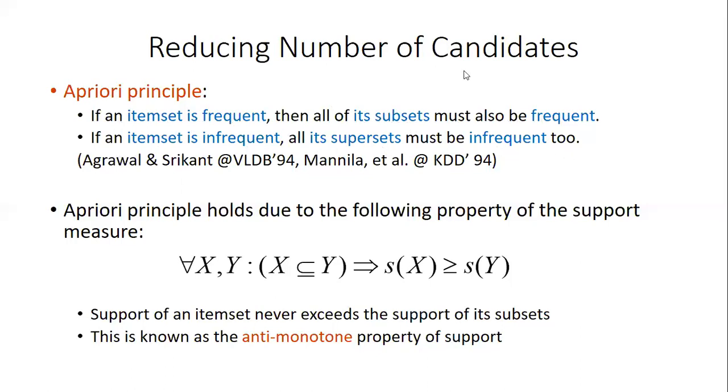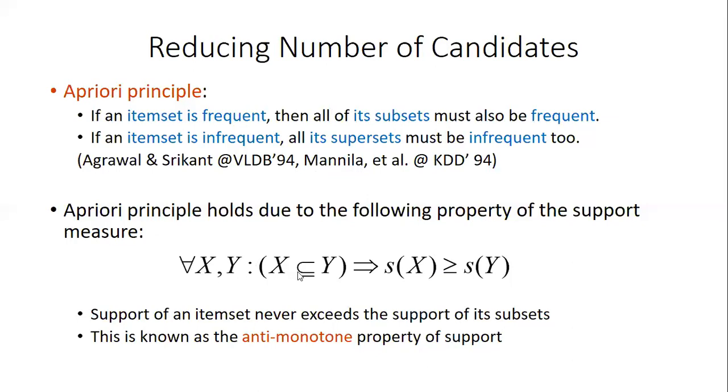This is the Apriori principle or Apriori property, which was given by the two persons Agrawal and Srikant in 1994. So what does the Apriori principle hold due to? The Apriori principle holds due to the following property of the support measure. What does that mean? For all X, Y, where X is one item set and Y is another item set.